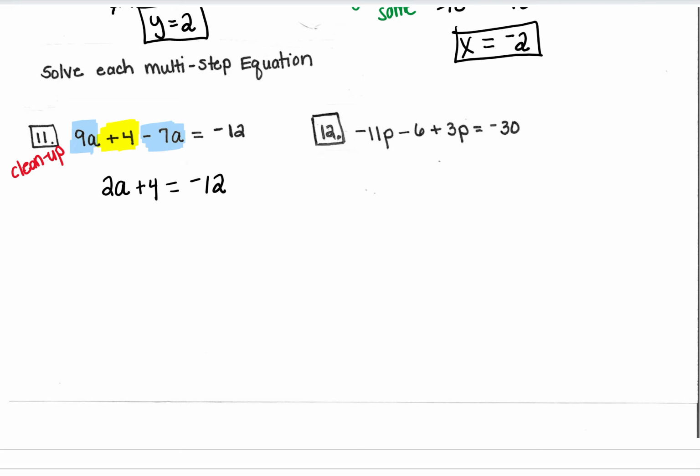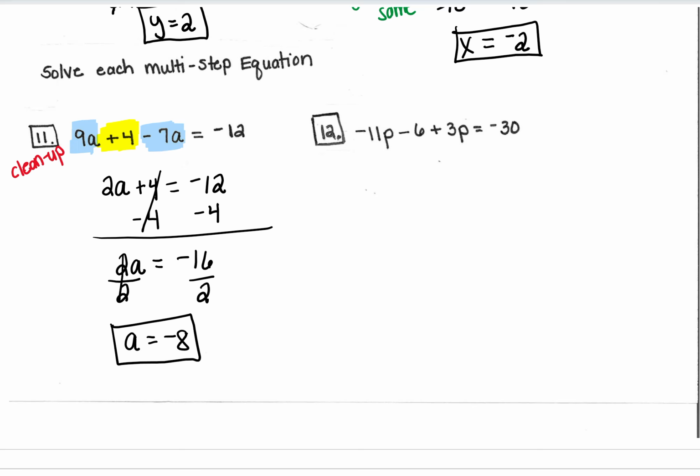And then it's exactly what we just got finished doing. This one's first. If that's a plus 4, we're going to minus 4. Those will cancel. And I have 2a equals, and that's going to be negative 12 because you have a negative 12 and a negative 4, which is a negative 16. Divide by your 2 so that you have one in the top and one in the bottom so that they cancel. And a is equal to negative 8.